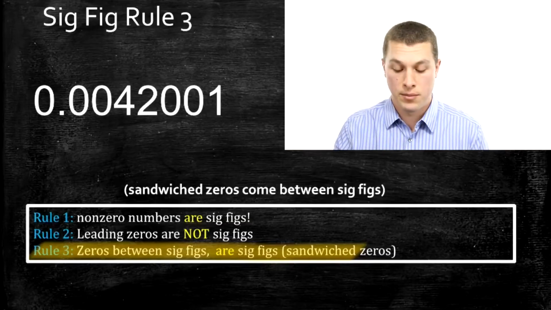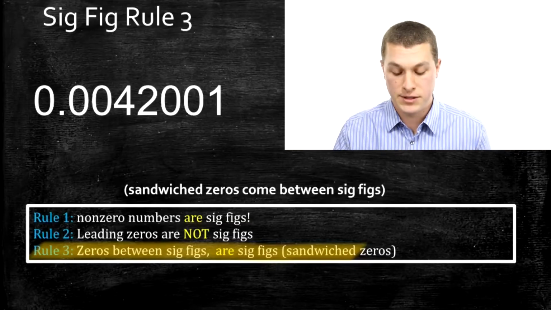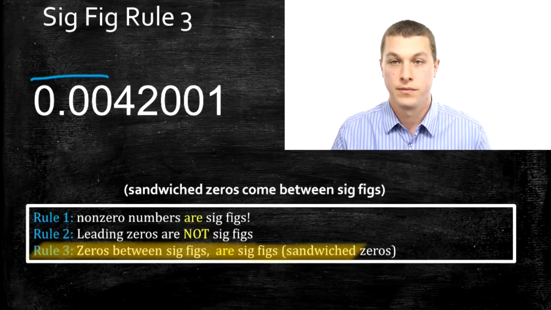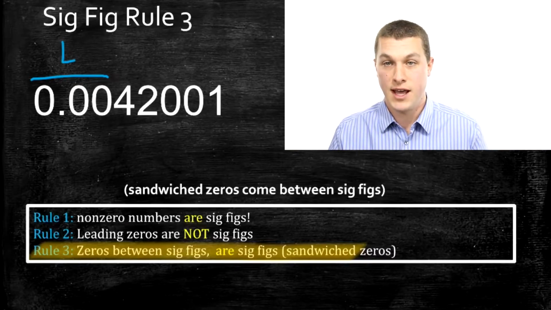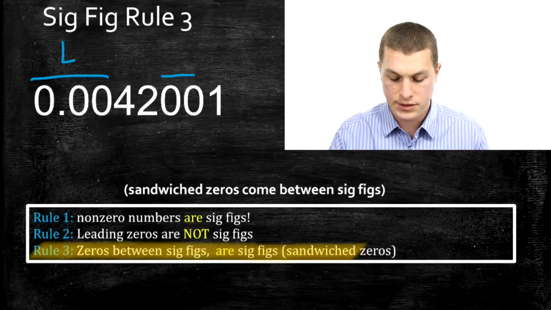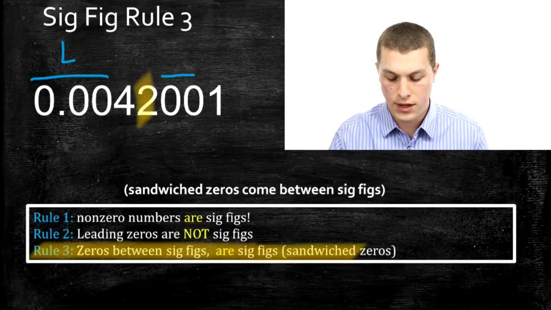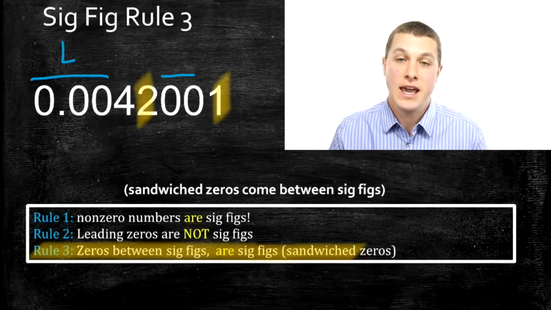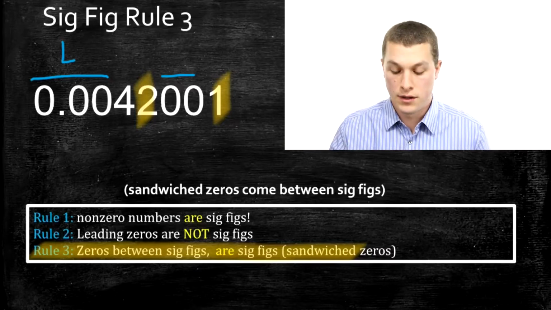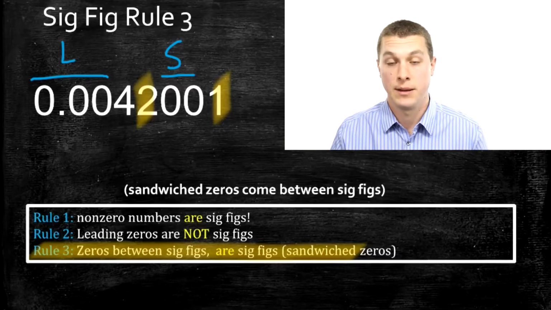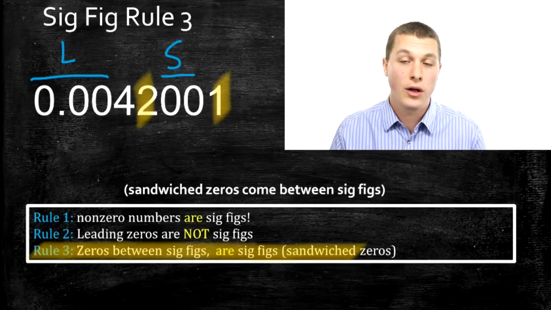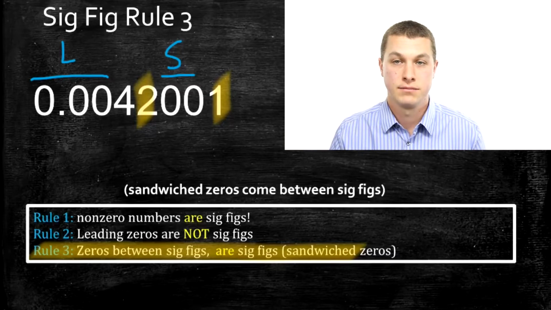So if we go look at this number above, we'll actually see that there's 2 different types of zeros. The first 3 zeros come at the beginning, and we call those leading zeros. If we go to this next set of zeros, they actually come between the 2 and the 1. So they're what we call sandwiched between the 2 and the 1. So I'm going to write an S above those for sandwich zeros. So we've labeled the different types of zeros we have. Now we know all those leading zeros aren't sig figs by rule 2.